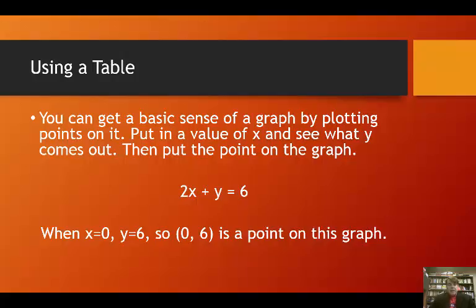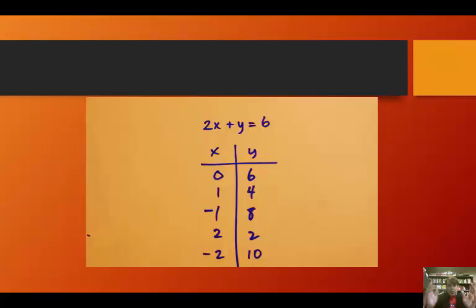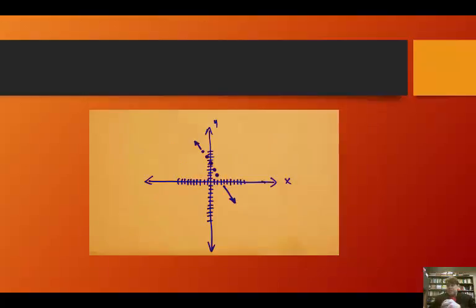So I can just basically plot points like this, or use a table to come up with values of y's for values of x's. So I know that (0, 6) is a point on the graph, and (1, 4) is a point on the graph, and (-1, 8) is a point on the graph, and (2, 2) is a point on the graph, (-2, 10) is a point on the graph, and I might plot them like this.